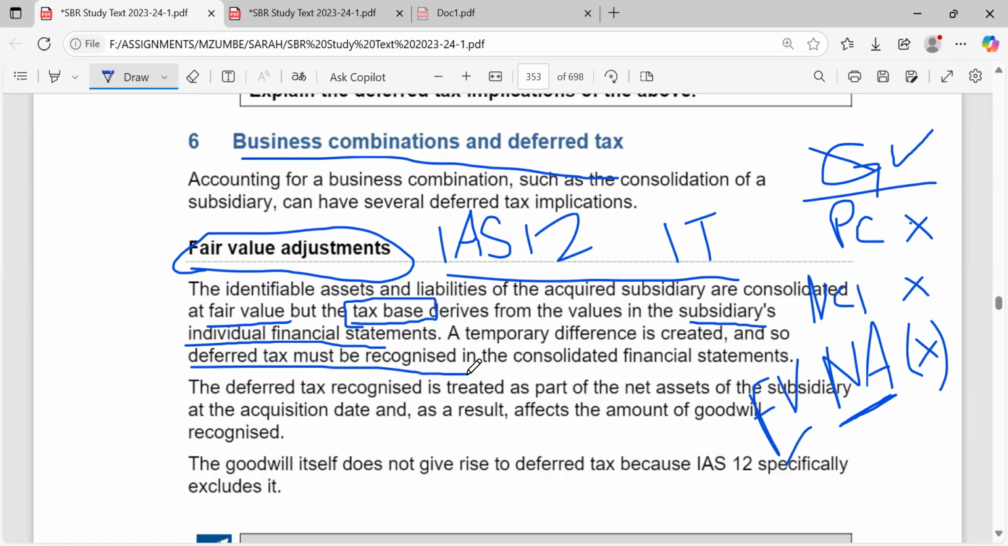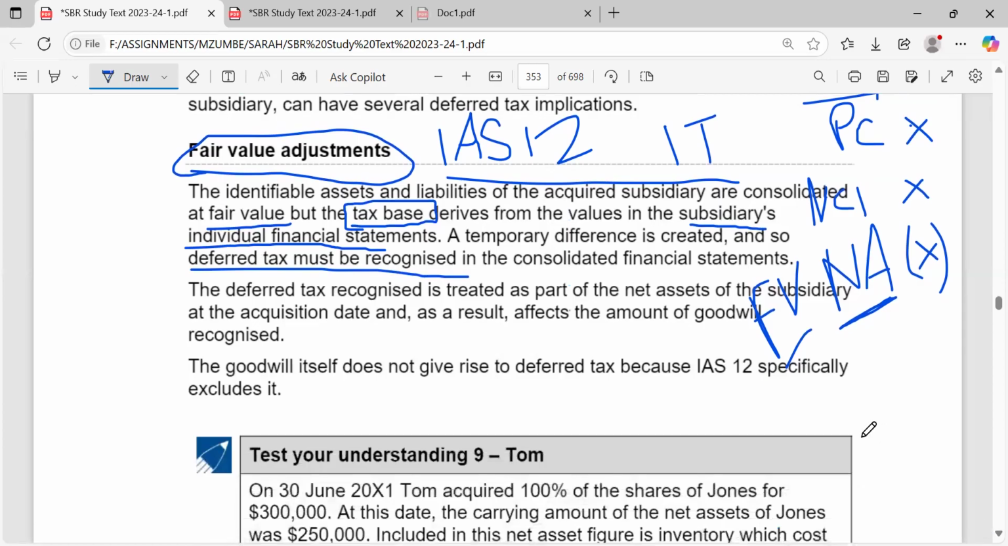That's why we say a temporary difference is created, and so deferred tax must be recognized in the consolidated financial statement. Because the tax base is different, the reference for taking figures for deferred tax is different from the carrying amount. The deferred tax recognized is treated as part of the net asset of the subsidiary. When we get this net asset, if we have the deferred tax, we apply it right away at the acquisition date, and as a result, it affects the amount of goodwill recognized. We do not affect initial goodwill directly, but the goodwill will ultimately be impacted because the goodwill is just a result of what happened. I hope you got that.